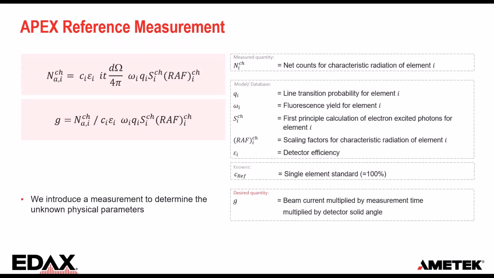So our new approach changes. We no longer want to measure the concentration in this step for the Apex reference measurement, but we want to use a single element standard, which has a known concentration, to actually determine the physical parameters of the setup. As I briefly mentioned, we call this process reference measurement. And this measurement allows us to determine some of the unknowns we had before and keep them and use them for our actual sample measurement.